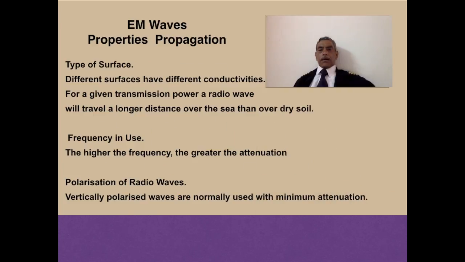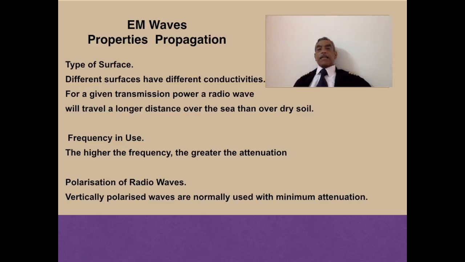Now, how is the property of propagation further affected? What are the other factors? We will see. The type of surface. Different types of surfaces have different conductivities. A desert could be different. A thick forest could be different. Populated areas could be different. And over the sea, this could be different. So that's what we mean by different surfaces having different conductivities.